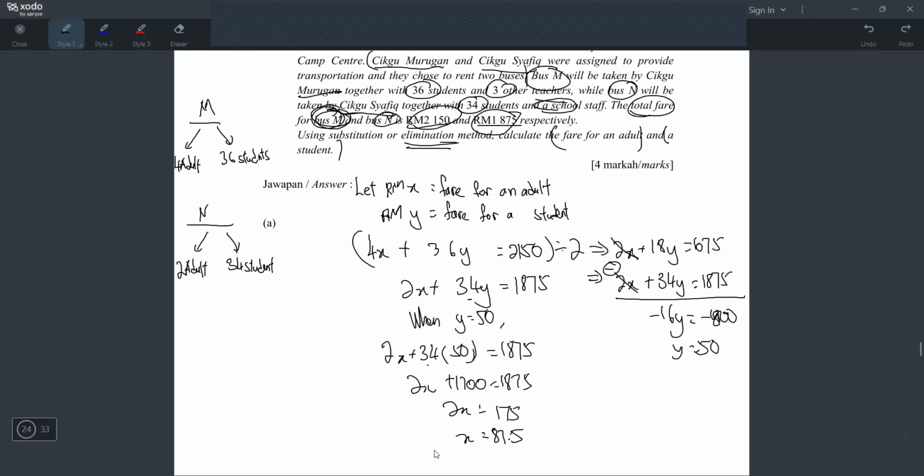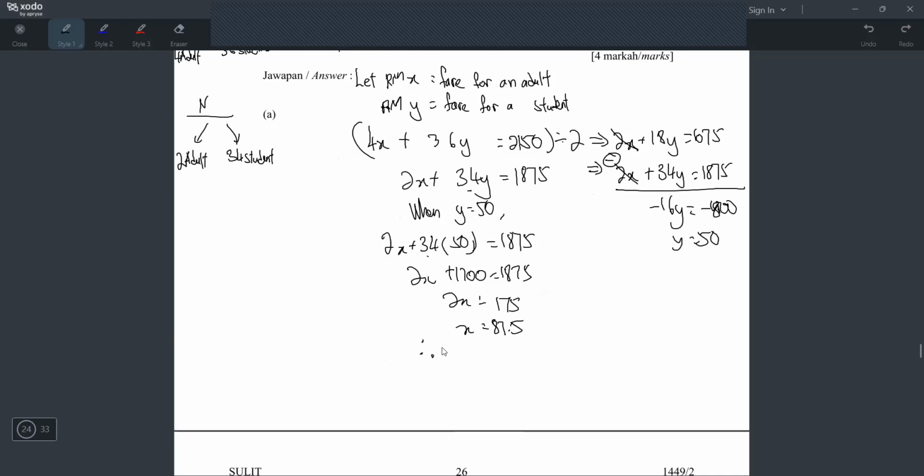Don't stop here. You stop here, you lose marks. So what do you have to write? X and y represent what? Fare for adult, fare for student, right? So fare for adult is RMX. So RM how much? 87.5, but have to write 0, means 50 cent. Price must be 2 decimal places, okay? And then comma, after that fare for student. Actually I have to write a student. This one I also have to write an adult. Okay, I forgot, but have to write. Fare for a student is RM50, okay?